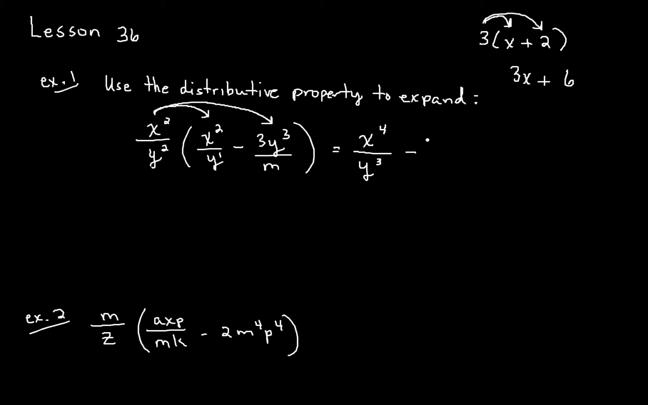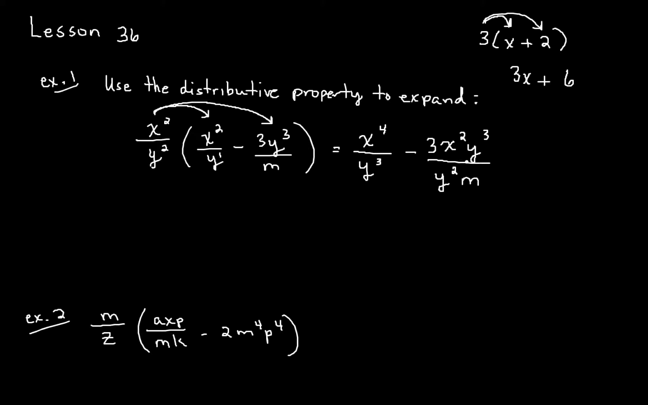So we're going to get 3, because there's no other numbers, just a 1 there. 1 times 3 is 3. X squared, and there's no x squared, so we just put that down, and we have a y cubed. There's no exponents to add because the bases are different. And then in the denominator, we would have y squared times the m. No exponents to add because the bases are different.